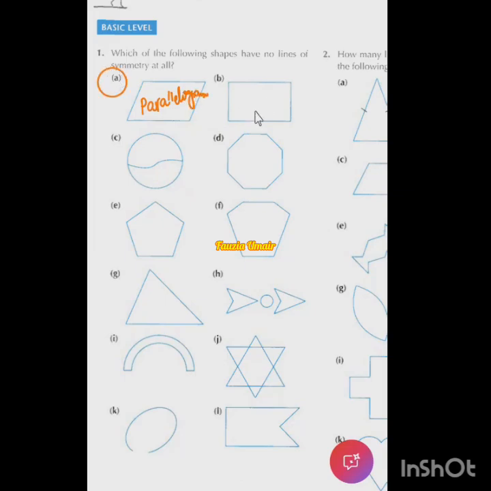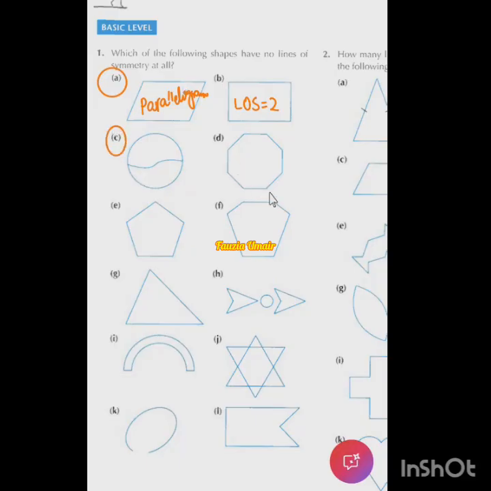What about this shape? Ma'am, it is a rectangle and it has two lines of symmetry. So line of symmetry is two. Very good. What about this one? Ma'am, it's a circle, but it has a line between it and it has zero because of the design. That's right. This is also having zero lines of symmetry.